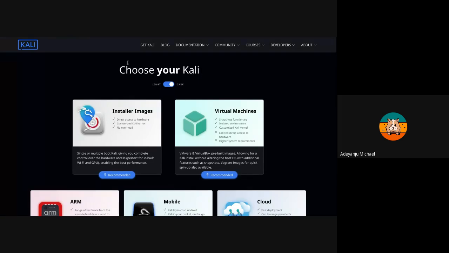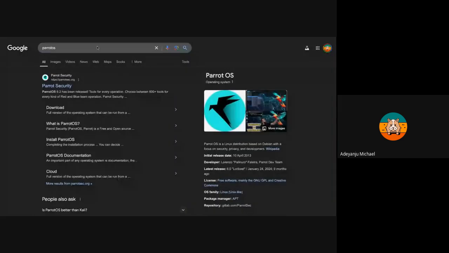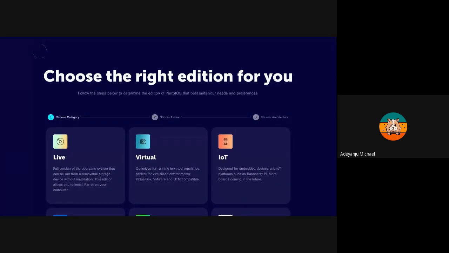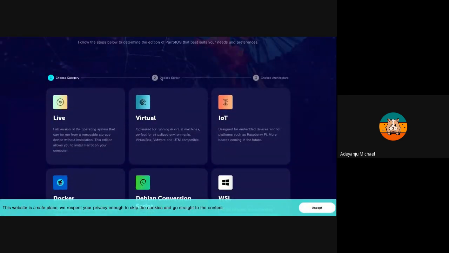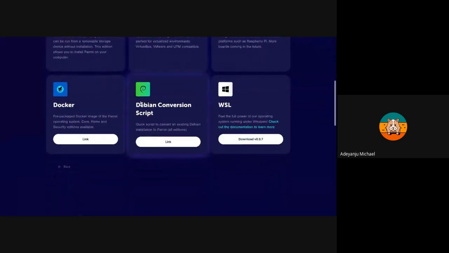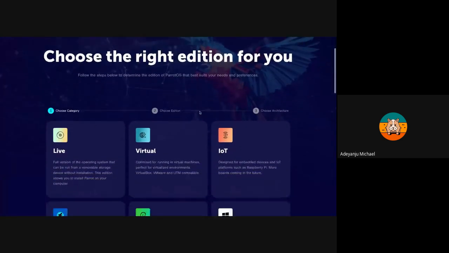Or you can actually use this one too. There's ParrotTools too, so you can download that as well. They work almost the same way, but people prefer Kali. But you can use Parrot. It depends on you, basically.